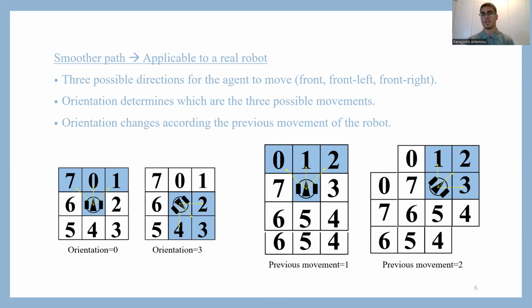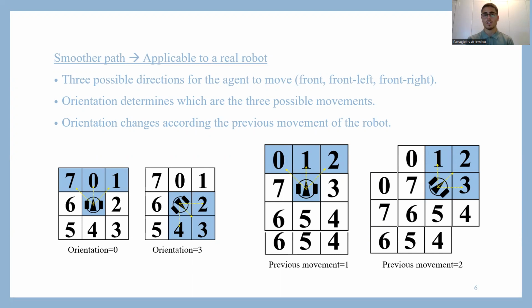The thing that determines which are the 3 possible movements is the orientation. As you can see in the left-hand side pictures, the orientation is 0, so the 3 possible movements are 7, 0, and 1. And in the other one, the orientation is 3, so the 3 possible movements are 2, 3, and 4.